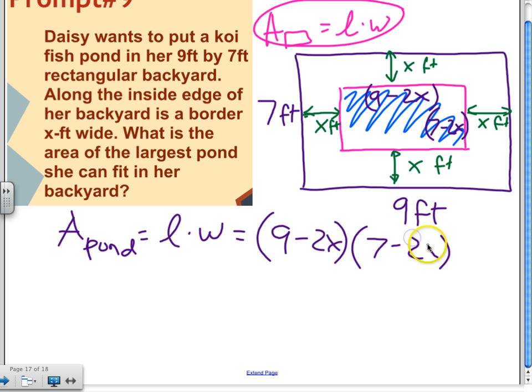7 minus 2x. And you know why we're taking away 2x, right? Because there's x over here and x over here. That's why it's 2x. See it? The total is 7, but we have to take 2x's out. Okay. What do we do here? How do we get this? Like terms.